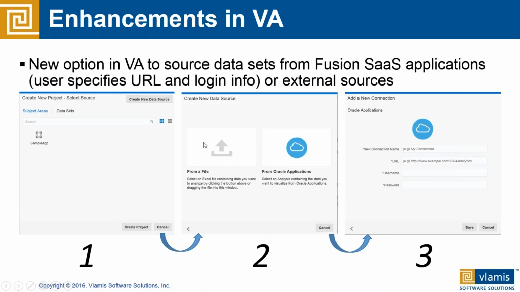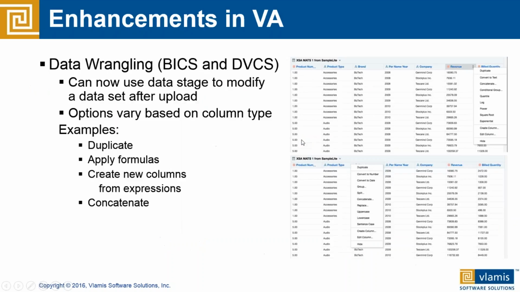And then you can create a new data source either from a file. This is where you upload files, for instance, spreadsheets. Or notice now from Oracle applications, you can create a data source from that. And when you add the connection information, you now can get at the Fusion applications information directly from BI Cloud Services into Visual Analyzer and save that away. Here's where you specify the URL, the username, and password, and you can get at external sources from this.